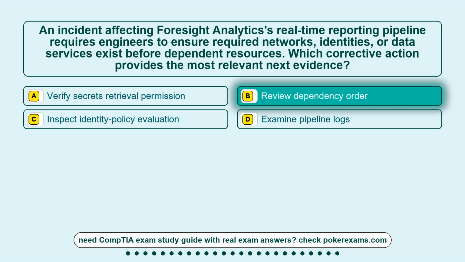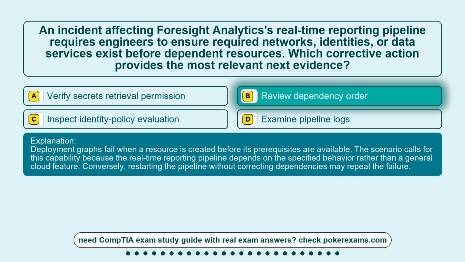Review dependency order. Deployment graphs fail when a resource is created before its prerequisites are available. The scenario calls for this capability because the real-time reporting pipeline depends on the specified behavior rather than a general cloud feature. Conversely, restarting the pipeline without correcting dependencies may repeat the failure.